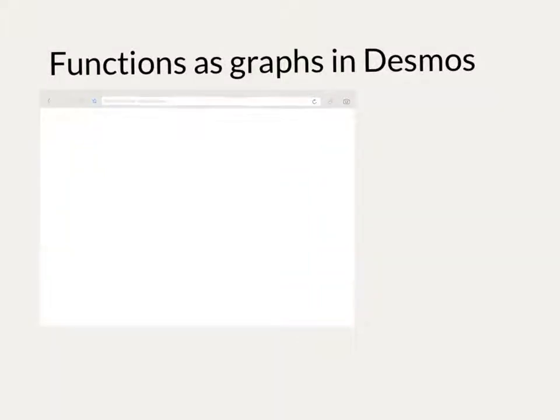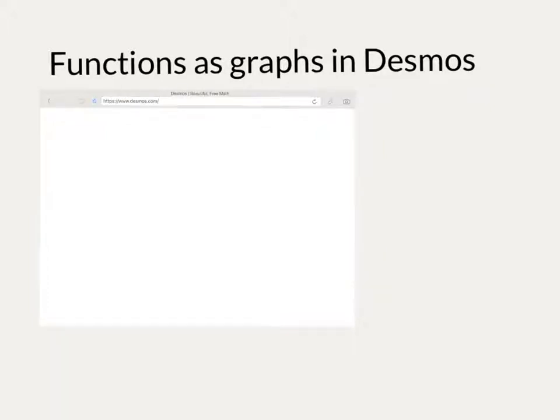Hi everybody. For this video, we're going to look at functions as graphs, and what we're going to do is use Desmos to do that. So what I've done here is I've brought up a browser window, so if you want to play along at home, I would encourage you to do that. You can do that by going to desmos.com.